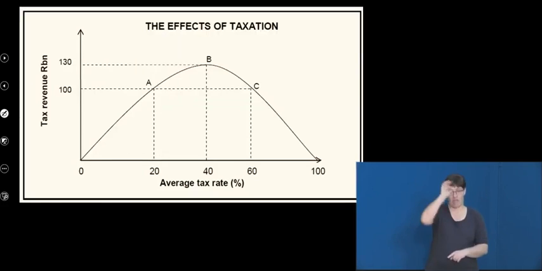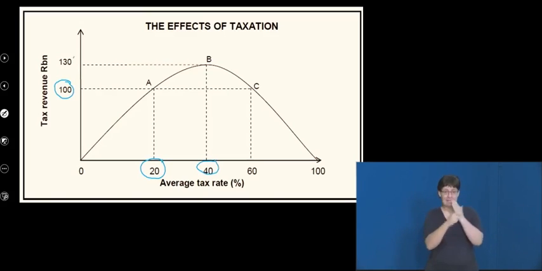You go back to the diagram, you look at the diagram: at what tax rate do we get the maximum revenue? Let's check, boys and girls. At a tax rate of 20%, the government is able to generate tax revenue of 100 billion. At a tax rate of 40%, the government is able to generate tax revenue of 130 billion. And then again, when we move to a tax rate of 60%, the government will generate a tax revenue of 100. You see there is a decrease there. So our maximum there is at a tax rate of 40%.